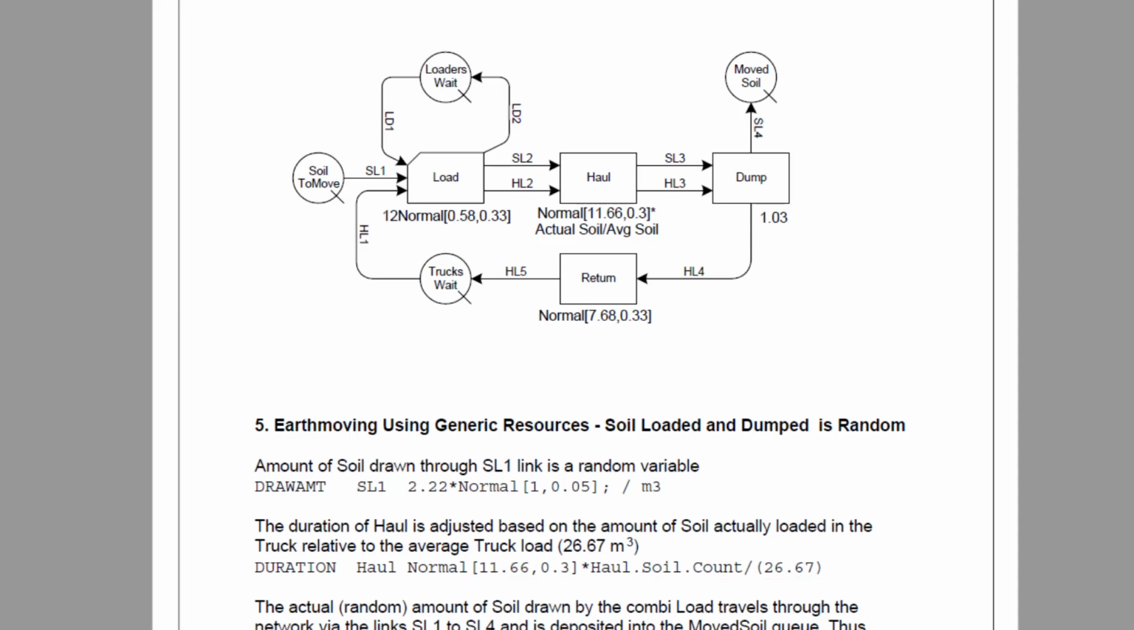The actual amount of soil that is drawn by the combi load through link SL1 is different for each truck. That amount of soil, which we don't really know how much it is, travels through the network through the links SL1 to SL4 and is deposited into the moved soil queue. Thus, each truck dumps a different amount of soil.